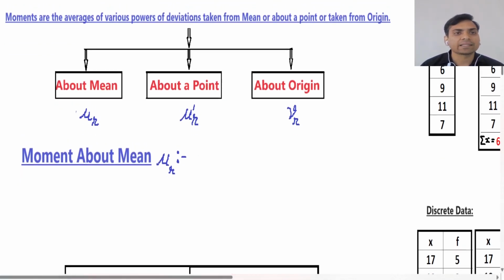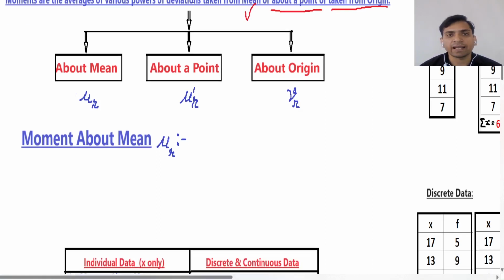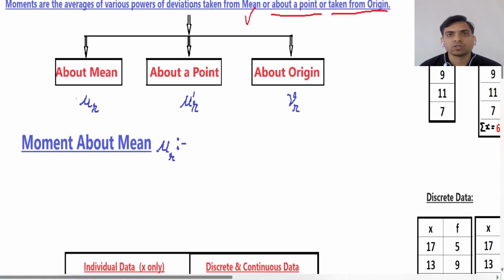So moments are the averages of various powers of deviations taken from mean or about a point or taken from origin. So as we are focusing on deviation taken from mean, we will not focus on origin, we will not focus on about a point, we will only focus on mean. So mean is represented by x bar.